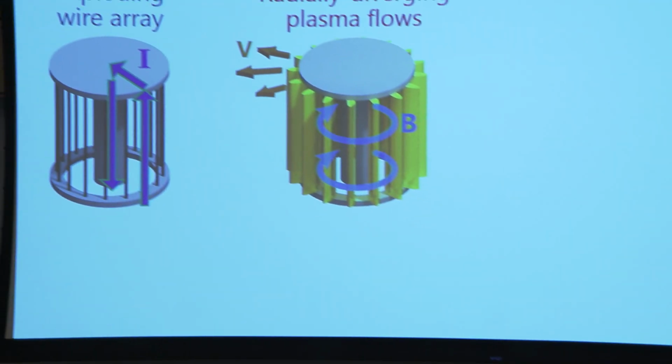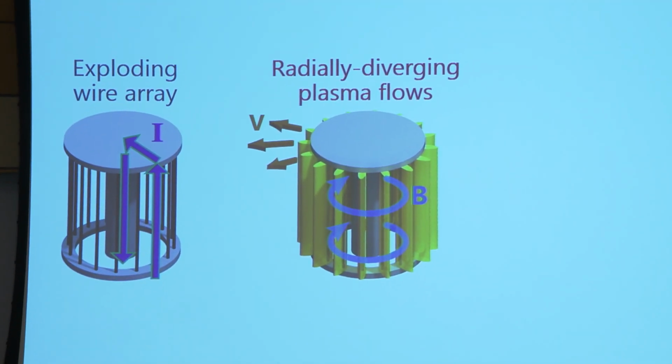And the reason that we use these devices is because they allow us to generate magnetic reconnection in that laboratory environment. So with that current path in purple on a single wire array, this has the geometry we need to generate radially diverging flows of plasma emanating from each of those wires.